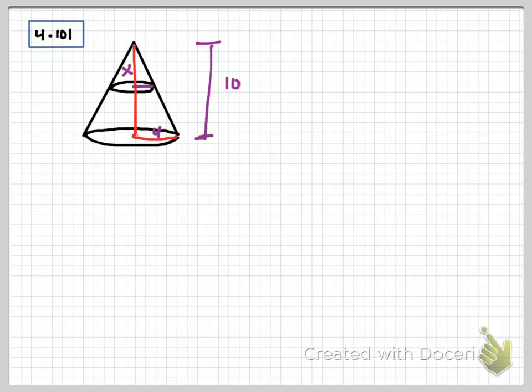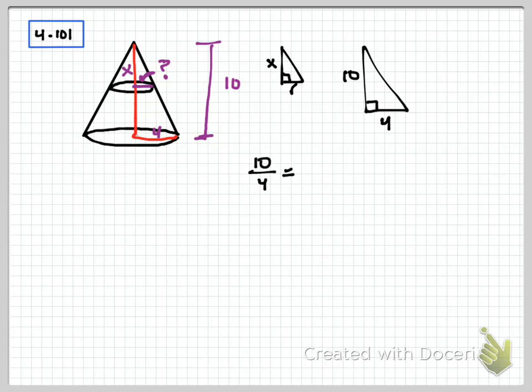Now, I'm going to call this R, radius, because we don't know it. And if you look at this, we have similar triangles here. We have the little guy, which is x and R. Then we have the bigger one, which is 4 and 10. So, if that is true, we can write a proportion, 10 over 4 equals x over R.